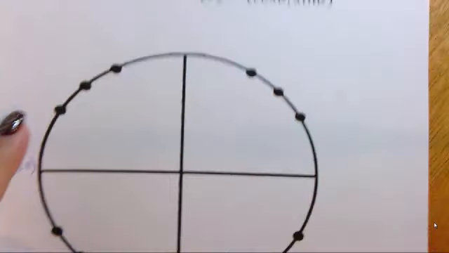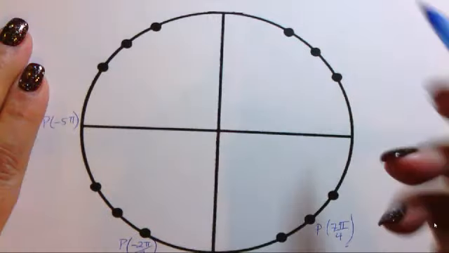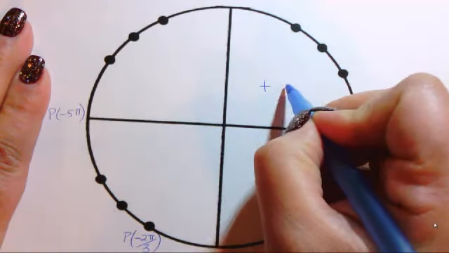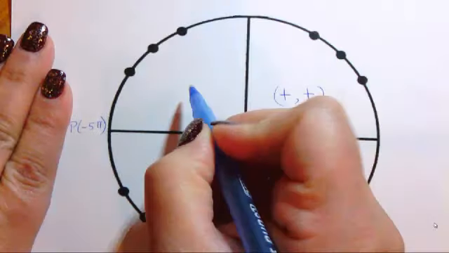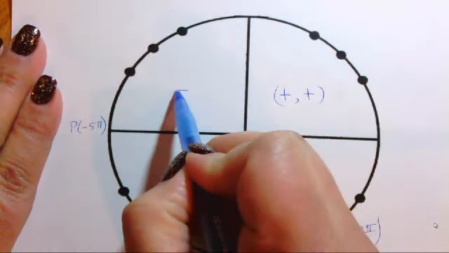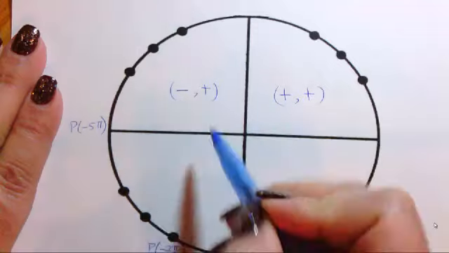Now the reason they have different signs is because in this first quadrant here, your x and your y values are both positive, and in this second quadrant, your x's are negative, your y's are positive.